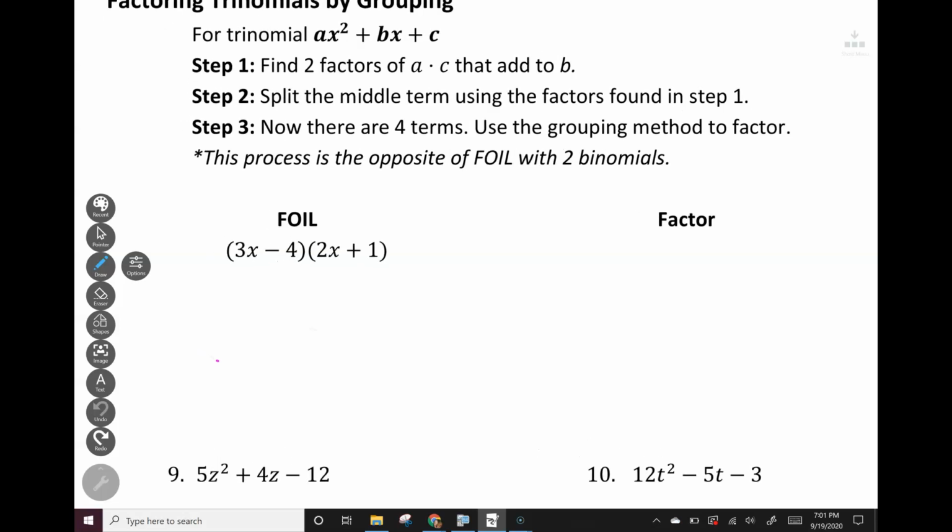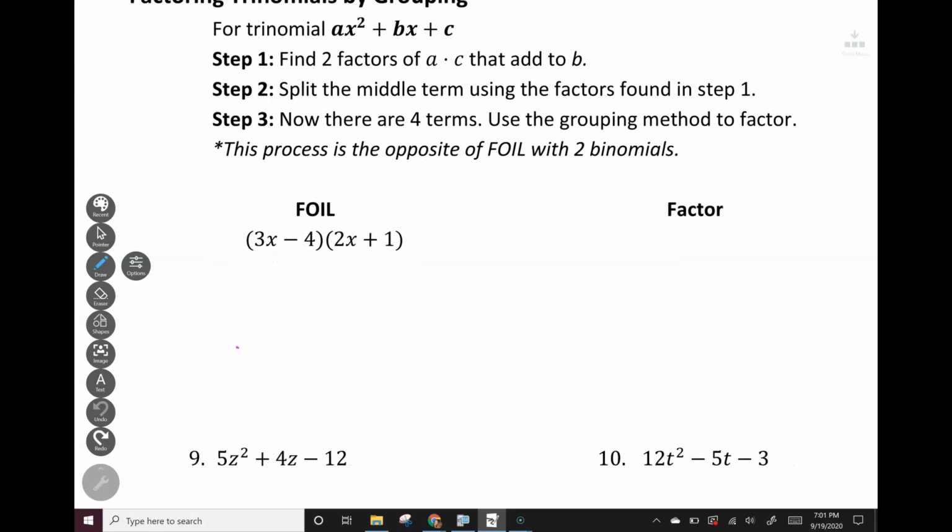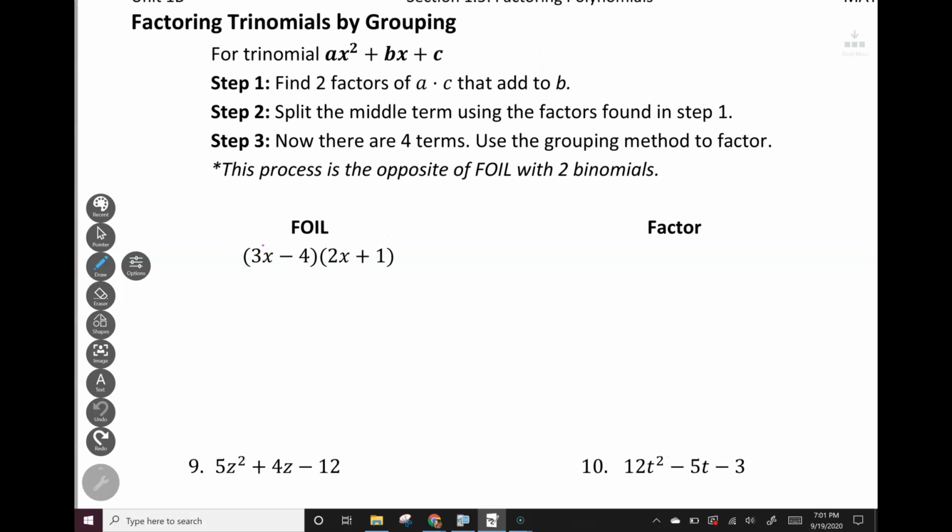Okay, so when we FOIL, when we multiply these two polynomials, I get 6x squared plus 3x minus 8x minus 4. Okay, so now I have 4 terms. Notice the middle two are like terms, so we can combine those. And we're done.